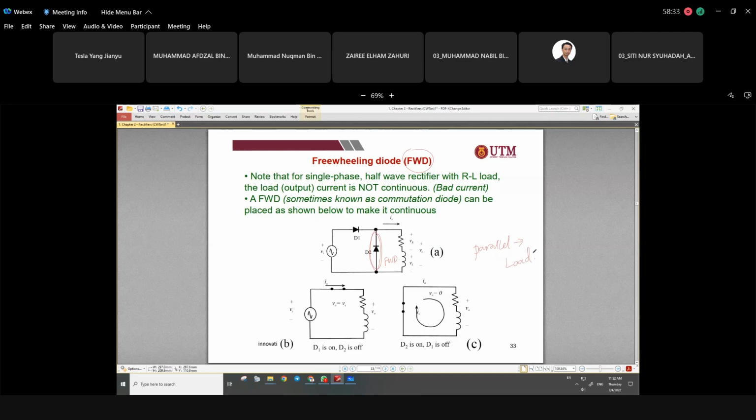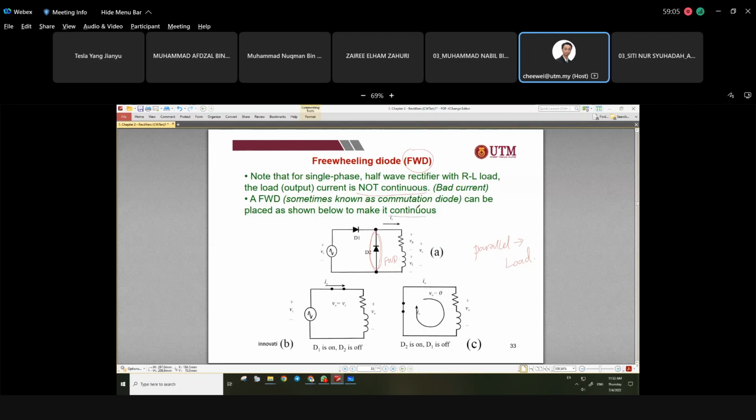So what is the implication? We already know that the current becomes continuous, and number two, it eliminates the negative part of the voltage. Let's see the explanation here. Half wave with RL load is not continuous. Yes, we have seen it. It stopped at 0 and it has a beta point. So a freewheeling diode, sometimes known as a commutation diode, can be placed to make it continuous.